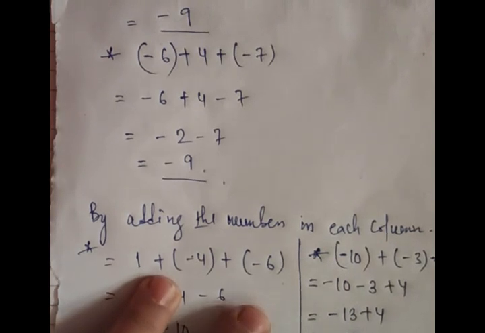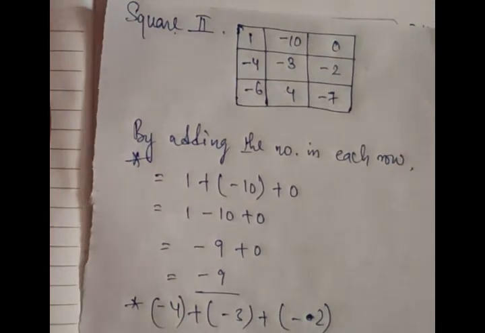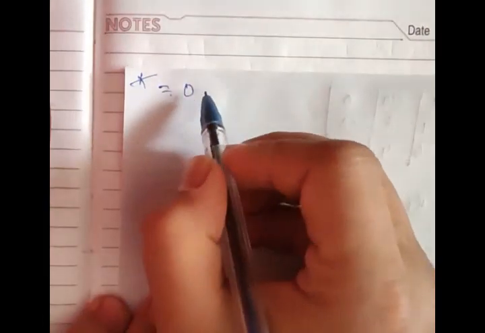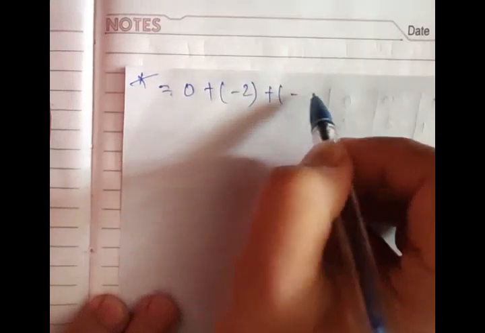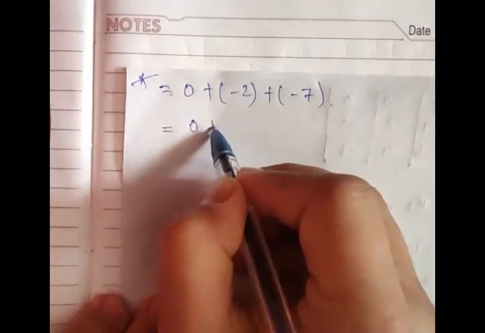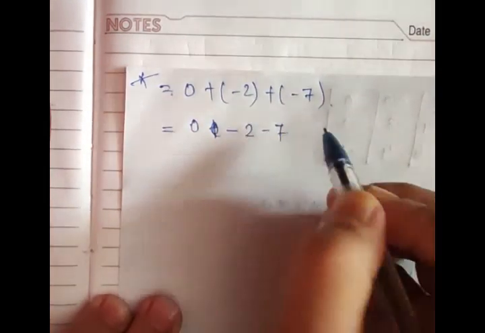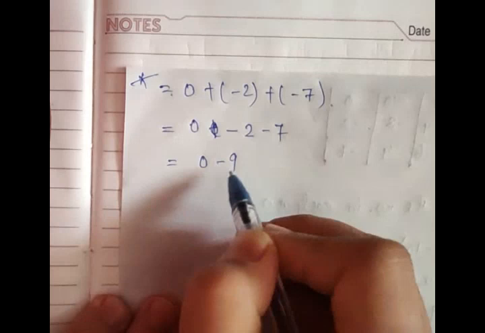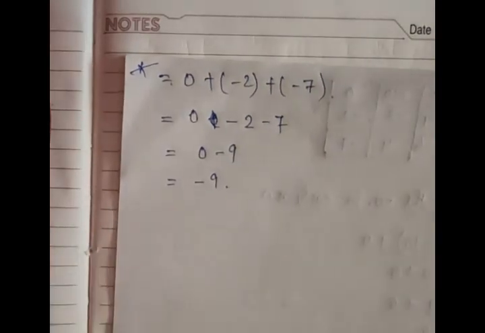So similarly we'll do for the other column also. 0, minus 2, minus 7. This is your third column. 0 plus minus is minus 2, plus minus is minus 7. So 0 minus 9 is equal to minus 9. So in each column also we got the number minus 9.